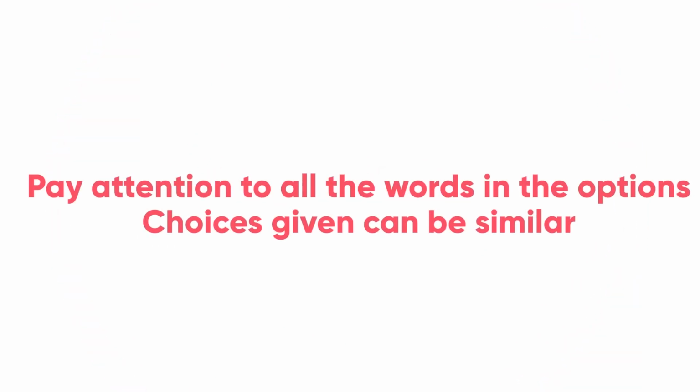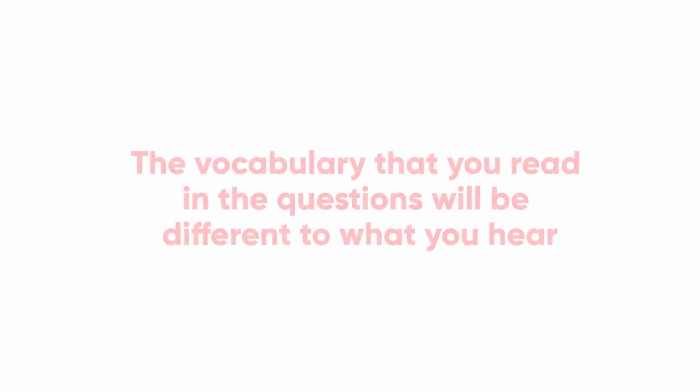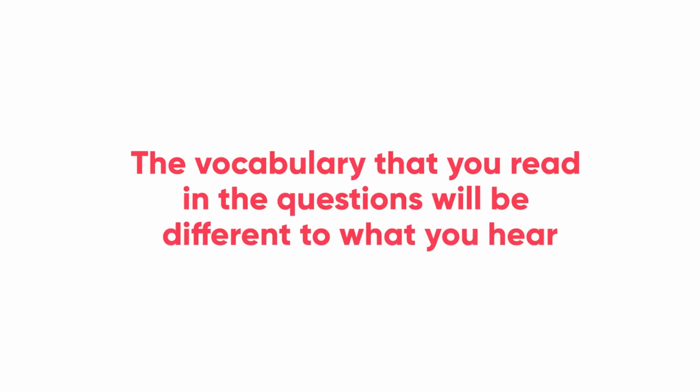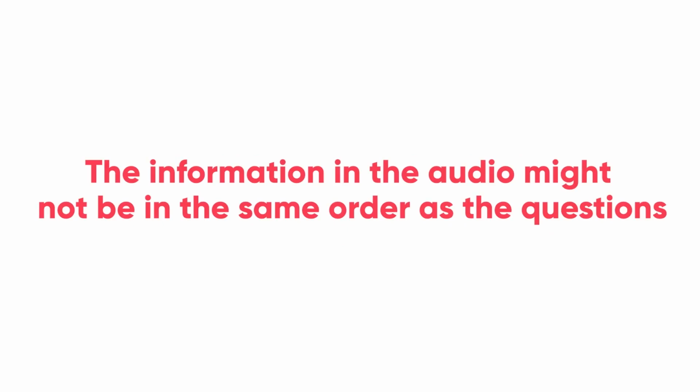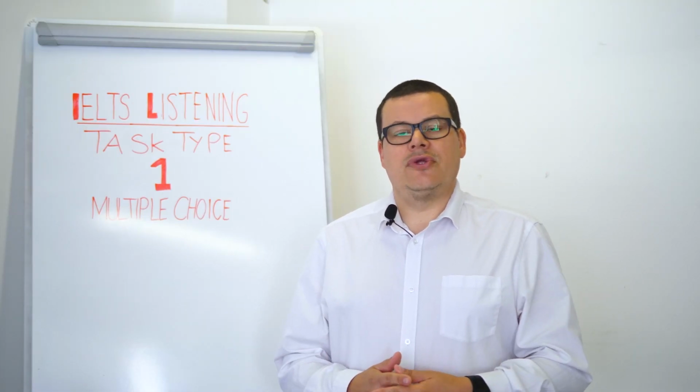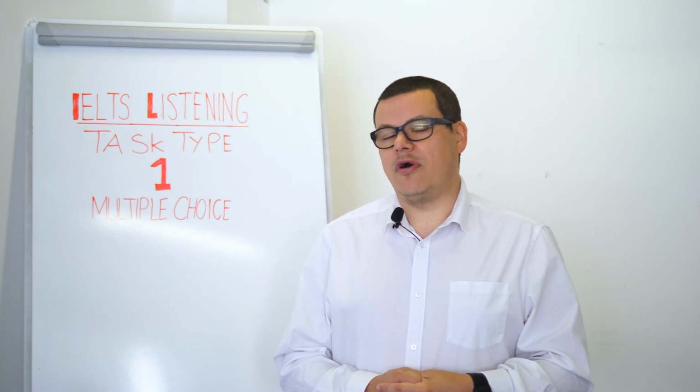You'll probably hear all the words that are in the options, and the choices you are given can be very similar in terms of vocabulary or meaning. This same vocabulary that you read in the questions will also be different to what you actually hear. Candidates can also find difficulty in the information they hear in the audio not being in the same order as the question you see on the paper. So let's have a look at some tips so that you can approach this question type with more confidence.